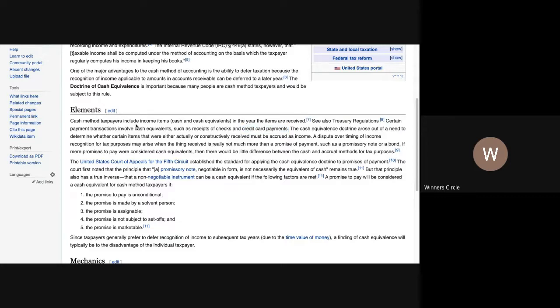Okay, cash method taxpayers include income items, cash and cash equivalents, in the year the items are received. See also Treasury regulations. Certain payment transactions involve cash equivalents, such as receipts of checks and credit card payments.